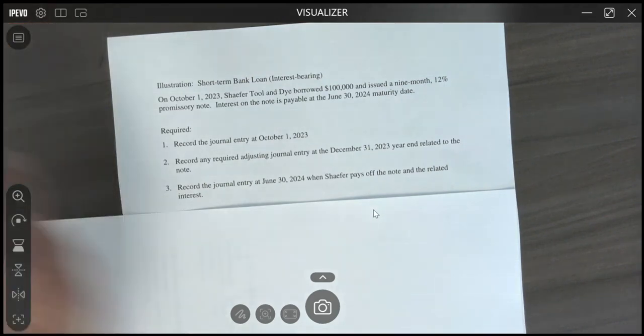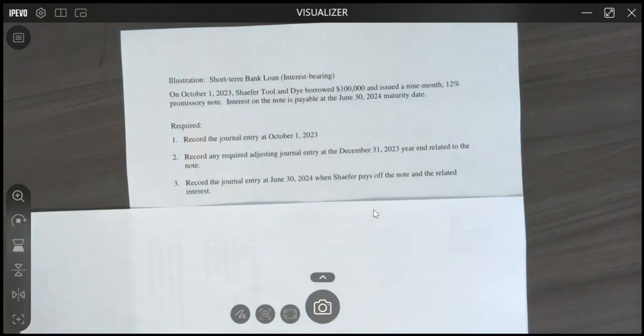Okay, and welcome to a brief video on short-term bank loans. This one happens to be interest-bearing as opposed to a non-interest-bearing note. We'll talk about those in a moment.